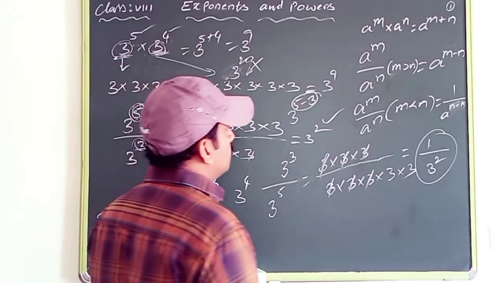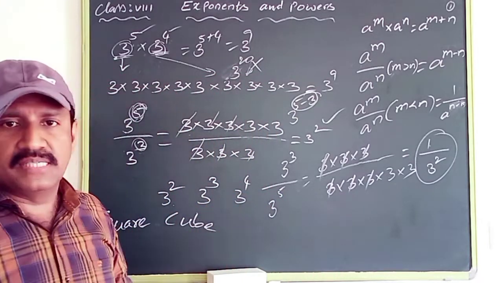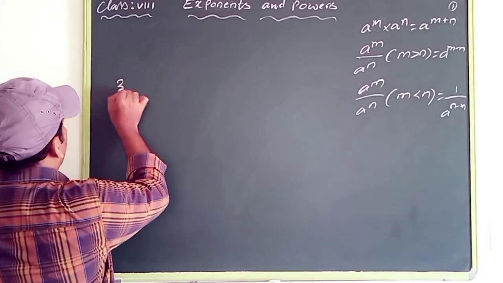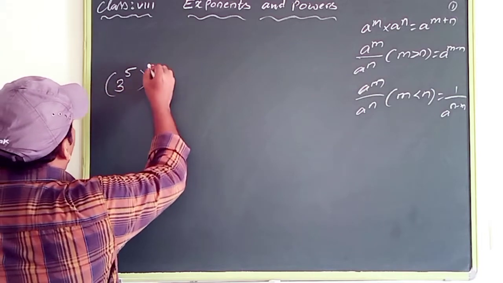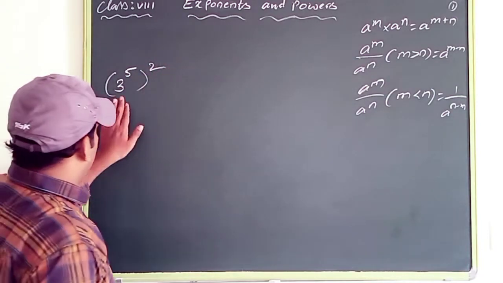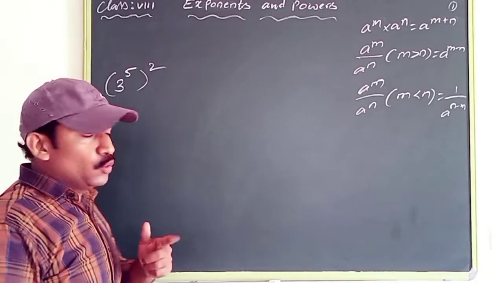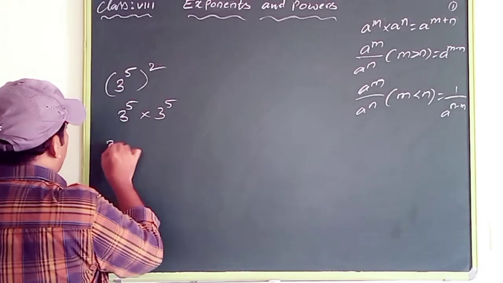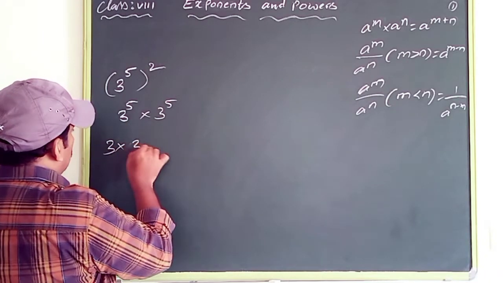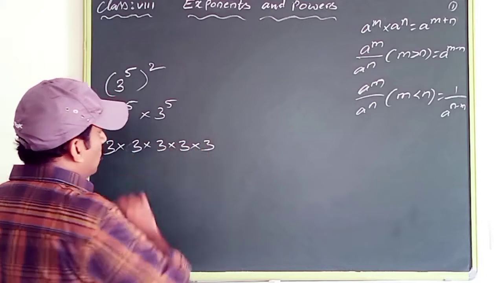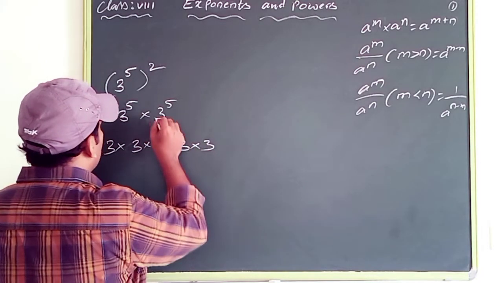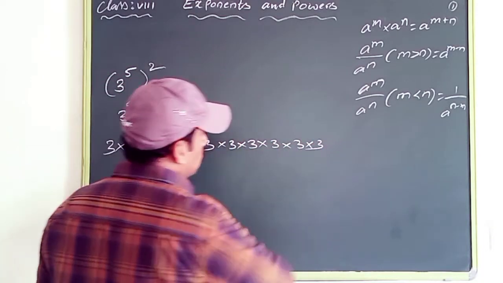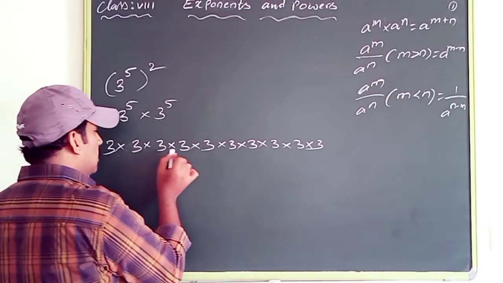And the next formula that we will discuss. Another concept here, children, for example, you have 3 to the power of 5 whole to the power of 2. That means power 2 means we should write 2 times, right? That means 3 power 5 into 3 power 5. 3 power 5 is 3 into 3 into 3 into 3 into 3. How many times are we writing? 1, 2, 3, 4, 5. Again this 3 power 5 we should write 5 times. Got it? Total how many 3's are there? 1, 2, 3, 4, 5, 6, 7, 8, 9, 10.